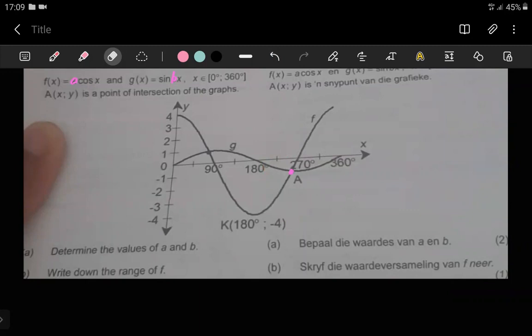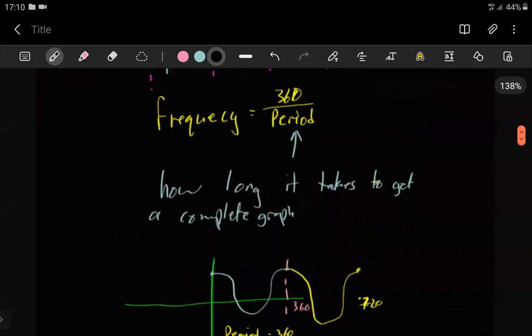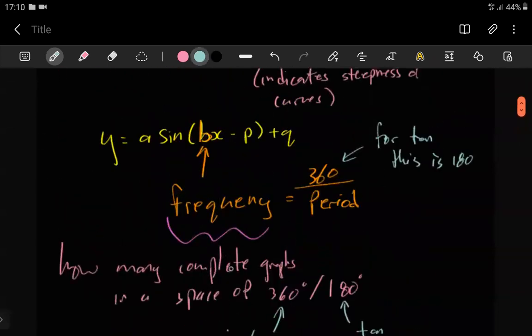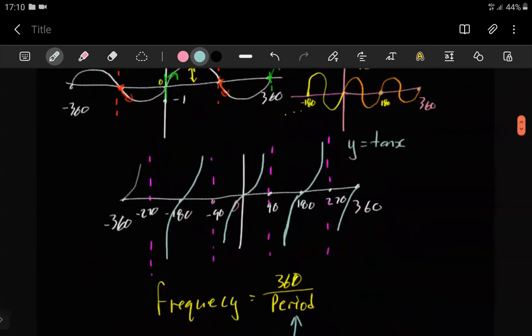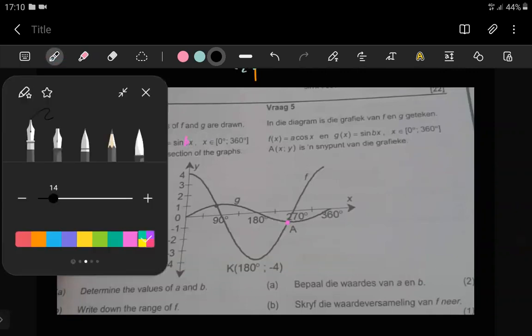And what is the frequency? What does the frequency tell us? How many times it is a full graph in a space of 360 degrees, or 180 degrees if it's a tan graph. So frequency tells us how many complete graphs in a space of 360 degrees. So in our case here, B is frequency, A is the amplitude.